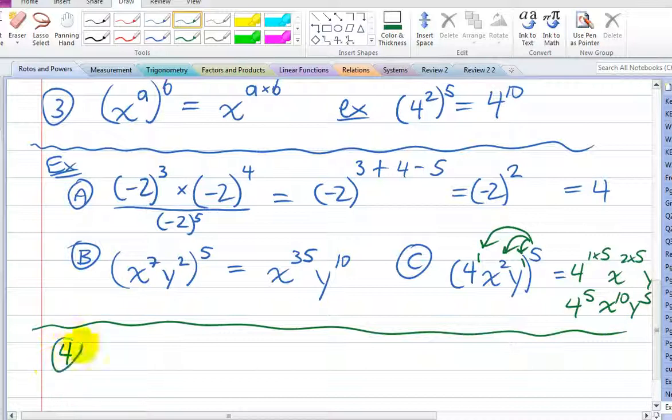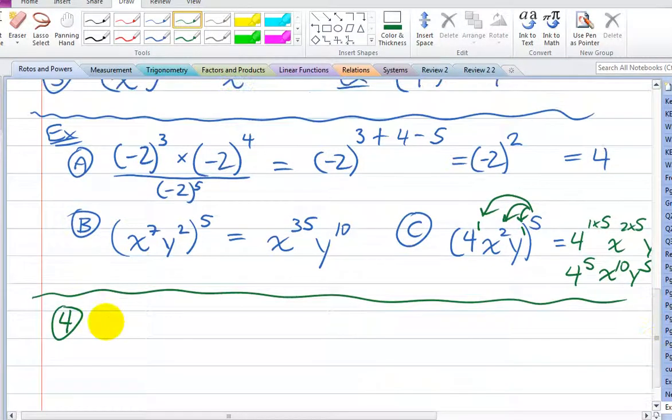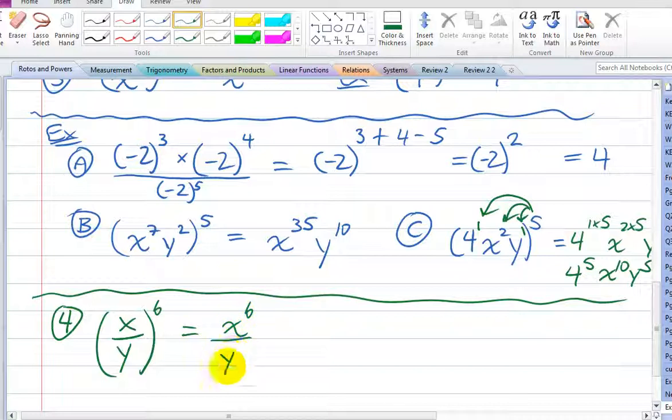Rule number 4, this is just an extension. If we have x over y, all to the exponent b, that equals x to the b over y to the b. Okay, so it multiplies in. Exponents multiply. Okay, so it's just kind of an extension of the earlier rule. But let's just try it out here.